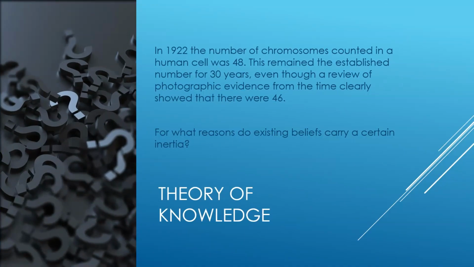Now, just a link here to your theory of knowledge. In 1922, the number of chromosomes counted in a human cell was 48. This remained the established number for 30 years, even though a review of photographic evidence from the time clearly showed that there were only 46. Thinking in your TOK headset now: for what reasons do existing beliefs carry that certain inertia?